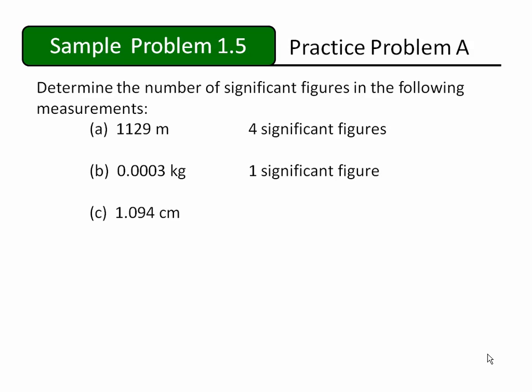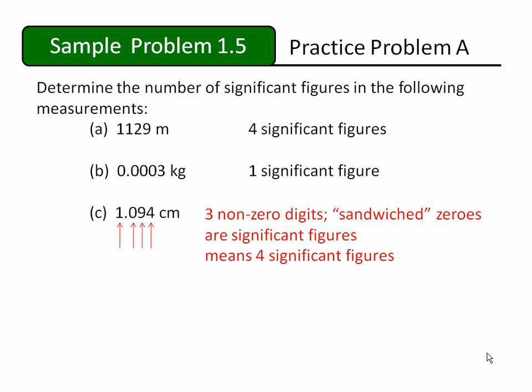In Part C, we are going to look at 1.094 centimeters. We see 3 non-zero digits, and we have a 0 that is sandwiched in between other significant figures. And every sandwiched or captive 0 is considered to be another significant figure. So this value has 4 significant figures in total.